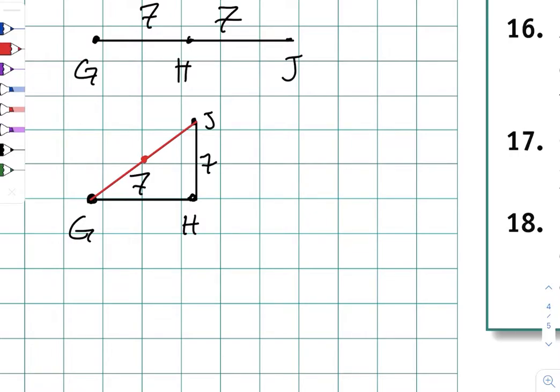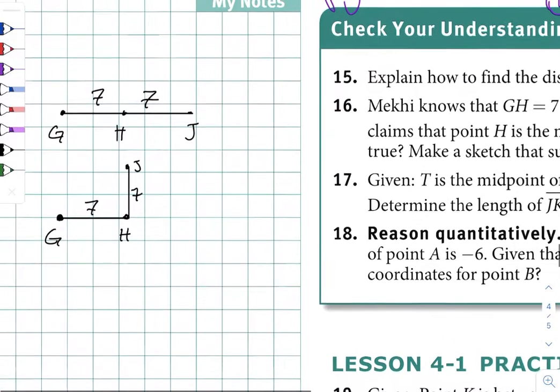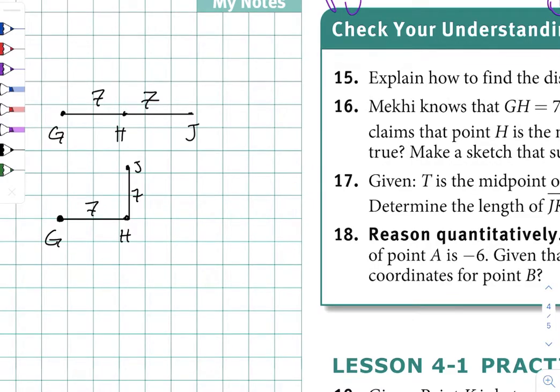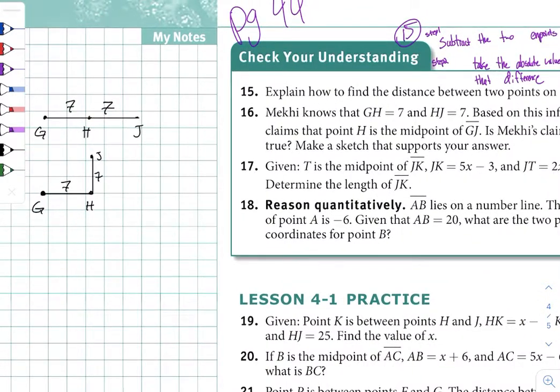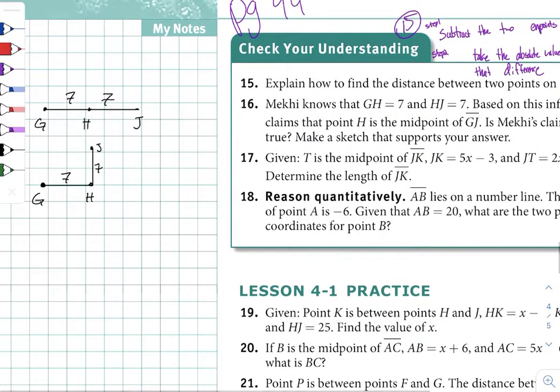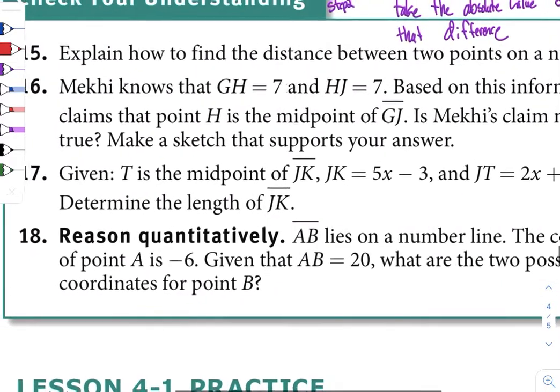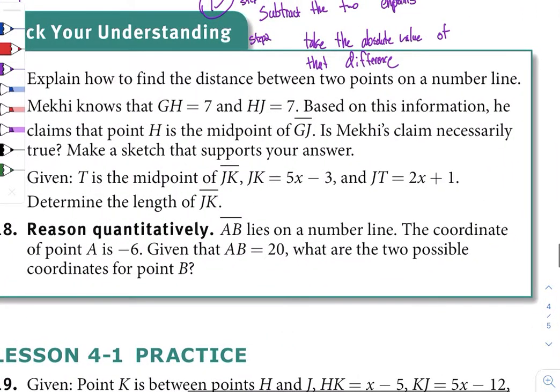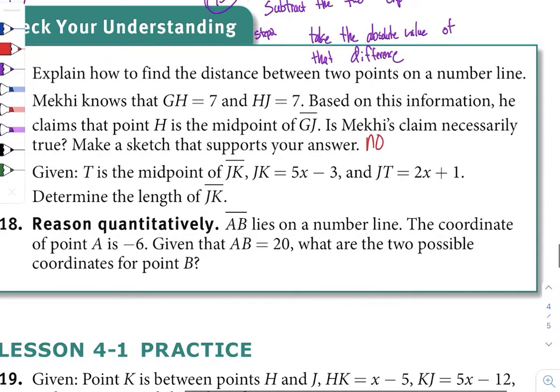So no, this is not necessarily true that H is the midpoint. It all depends on how you drew it. If it had said G, H, and J were collinear, meaning they're on the same line, then yes, 100% H is the midpoint. But no, in this case, not necessarily. It doesn't have to look like that one. So since it's not always going to look like that one, then is it necessarily true? Nope. And I just explained why.